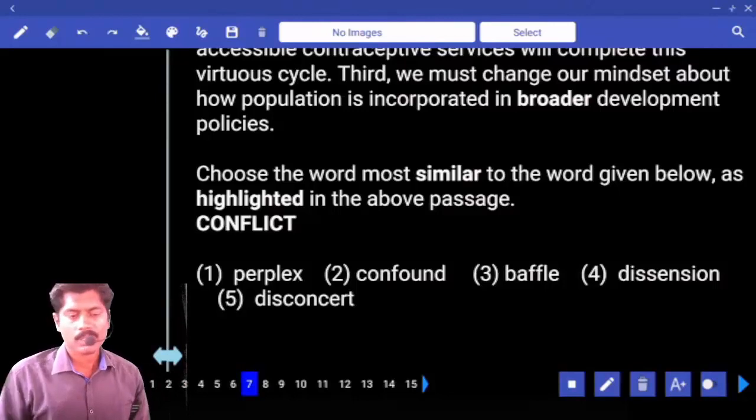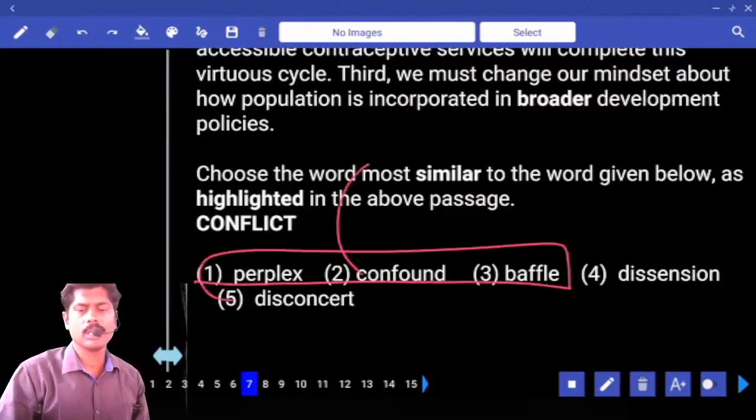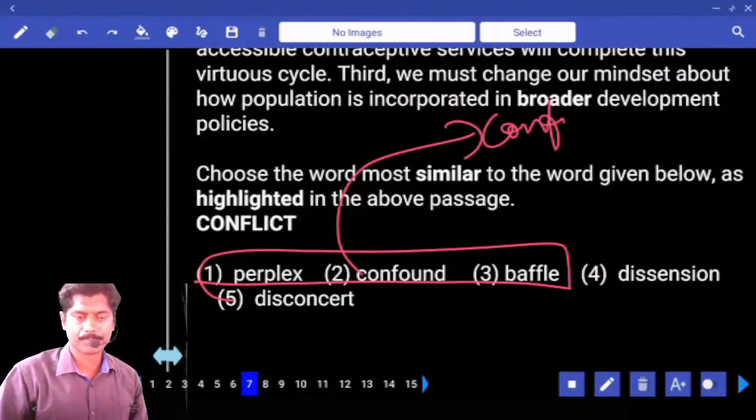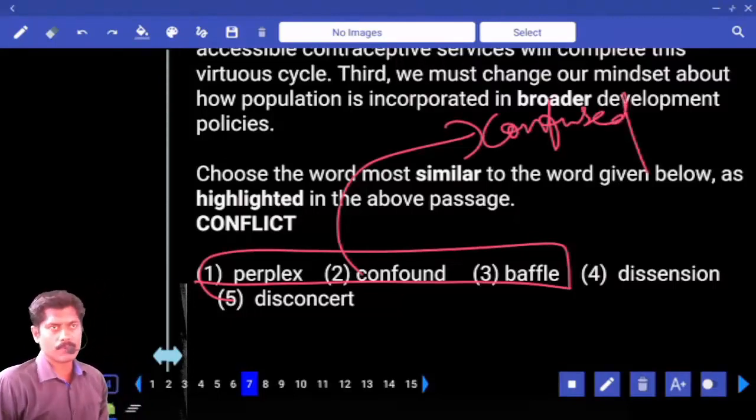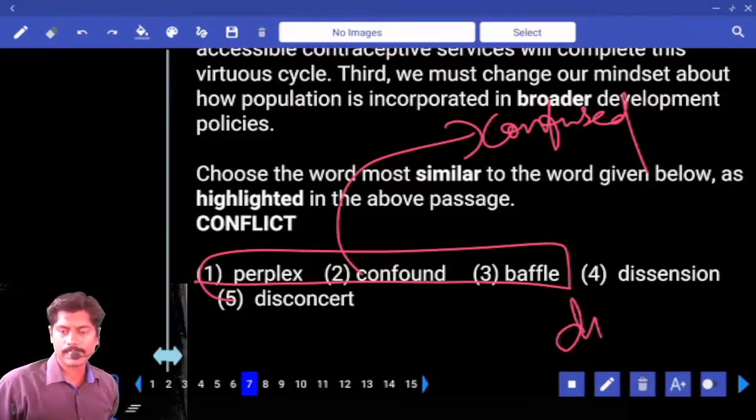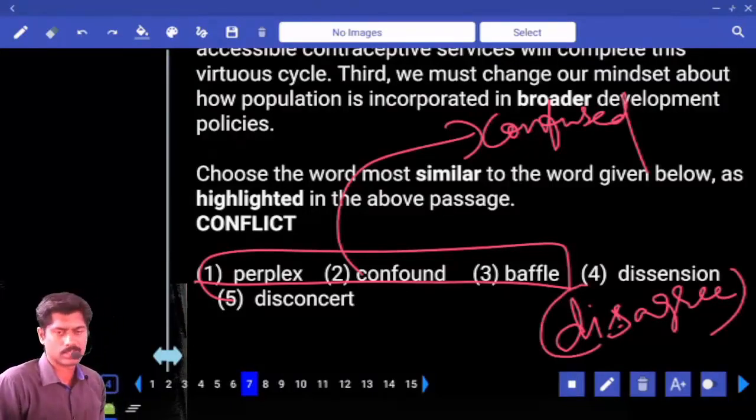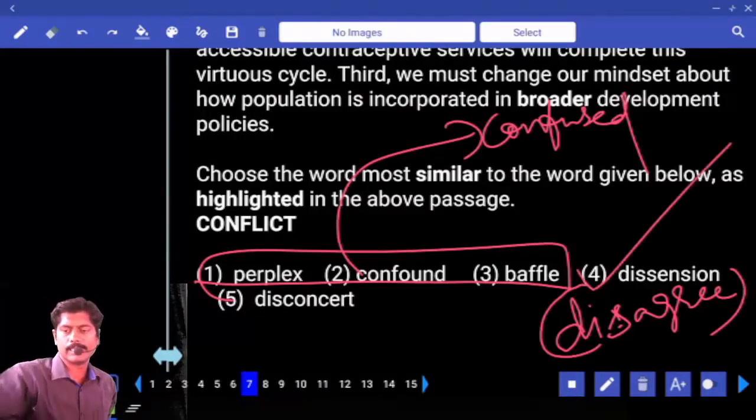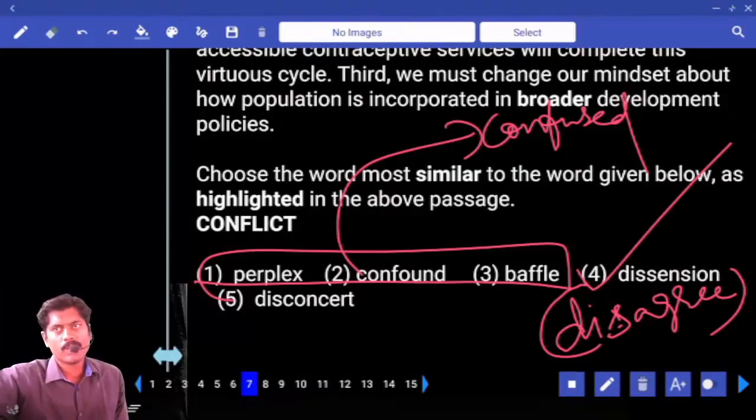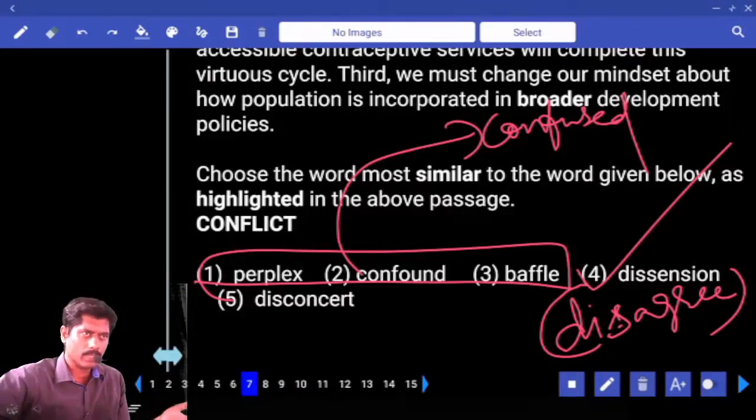Conflict. 1, 2, 3 have the same meaning. Perplex means confuse. Confound means confuse. Baffle means confuse. All three are synonyms of one another. Dissension is nothing but disagreement, dissent. Disagree, disconnect, not attached. The same meaning as conflict is dissension, disagreement. So what are the women thinking over there? Should I work or should I take care of my child? They were in conflict.